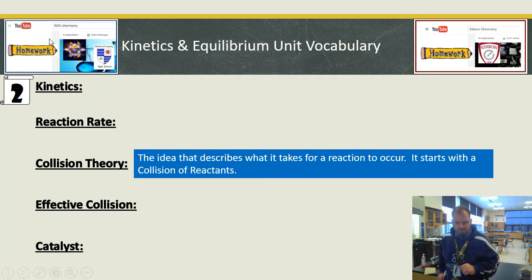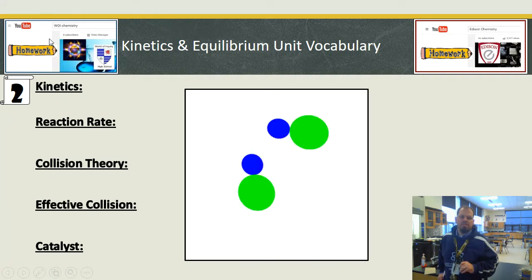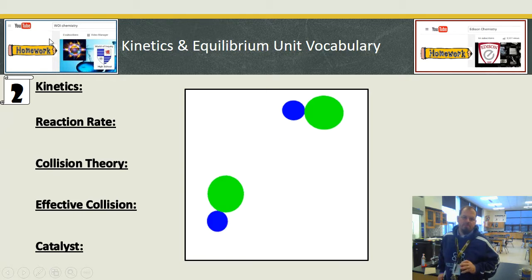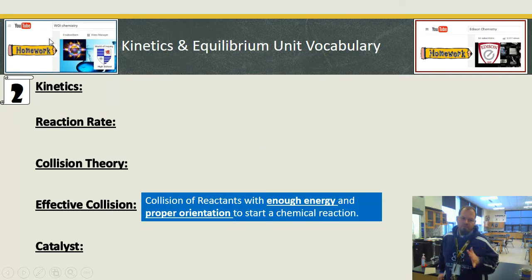That's called an effective collision. We need to have an effective collision to make this reaction happen. So it has to have enough energy to actually break bonds and reform bonds. And we're going to get into the three or four things that have to happen. So this is the collision of reactants with enough energy and proper orientation to start a chemical reaction. So there's collision theory, that we have to collide, and then there's an effective collision, which is the ones that count. They're the ones that make reactions happen. And they have to have energy and orientation, and we will get deeper into that in the bell work and in many lessons and some talks in class.